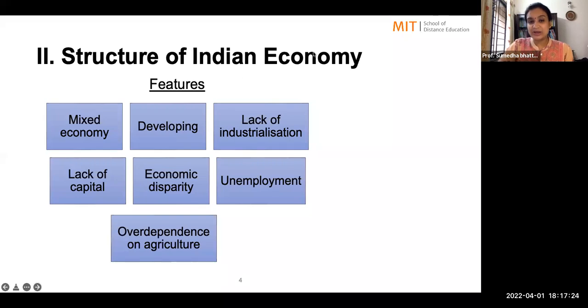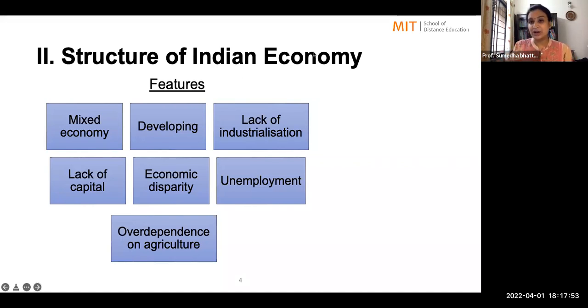Next is economic disparity. There is unequal distribution of wealth and income in our country, such that if we divide the entire population into different sections on the basis of their income level, the top 1% own 80% of the country's resources. So that stark is the economic disparity.